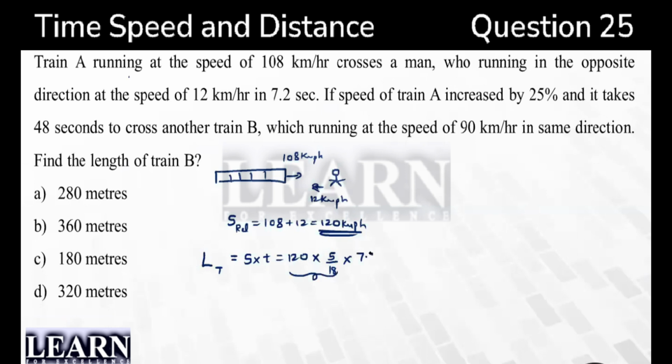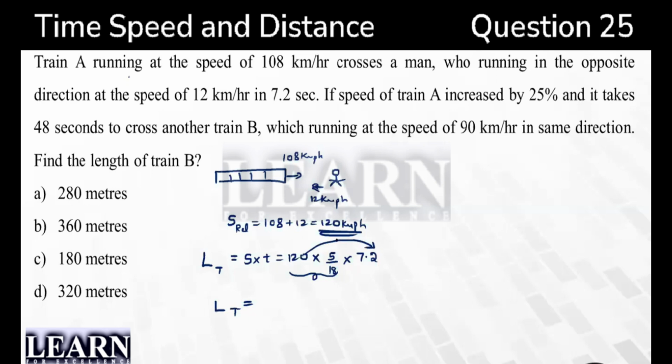Into, this is the total speed now. This is time, 7.2. Yes, now solve it and find out what is the length of the train. 7.2 seconds. Yes, what is the length of the train? So I can say this 0 gets taken over here. So I can say it is nothing but 72.